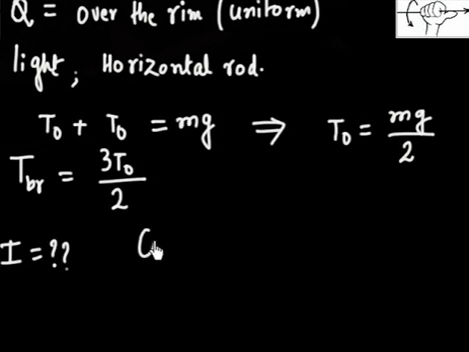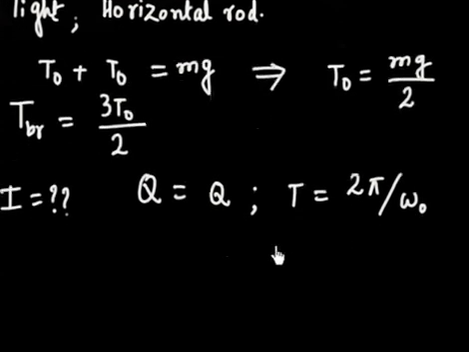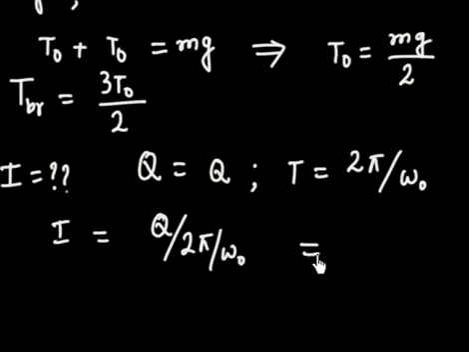So total charge flow is Q. What is the time to move one circle? That is 2 pi by omega naught. So what is current? Q by T. So current is Q divided by 2 pi by omega naught. So you can write this is Q omega naught divided by 2 pi. So this is the current you have in the rim.